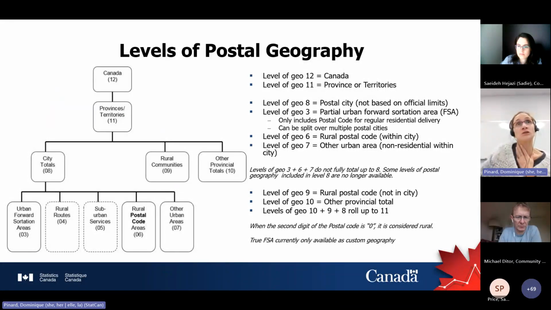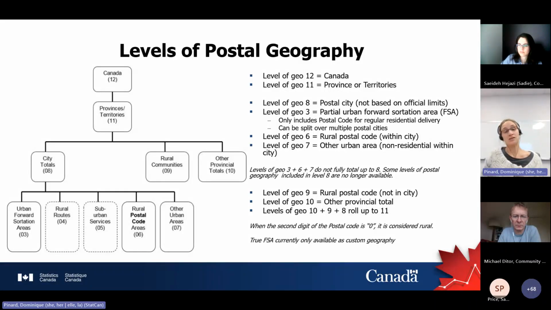So this is the postal geography. It breaks the provinces into three big sections: city totals, rural communities, and other provincial totals. And the city totals are broken down into five items. City is sometimes close to the CSDs, but not always. The rural communities are more or less based on the delivery mode that Canada Post provides. So if you're not a residential delivery, then you're likely going to be in a rural community. And other provincial totals would be for any community that has less than 100 tax filers.